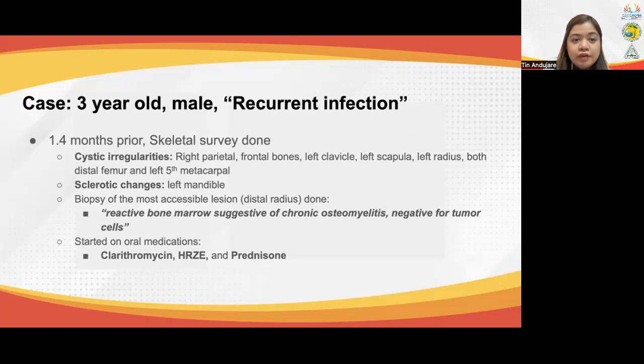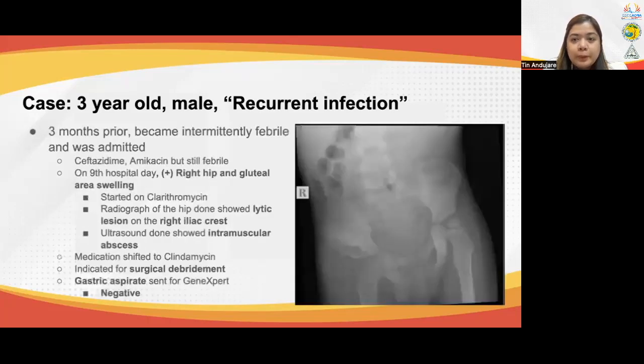The lesions were eventually evaluated, assessing which of these was most accessible for tissue sampling. And the patient eventually underwent bone biopsy of the left radius, which came back with findings suggestive of chronic osteomyelitis and negative for any tumor cells. The patient was then started on clarithromycin and HRZE as well as prednisone.